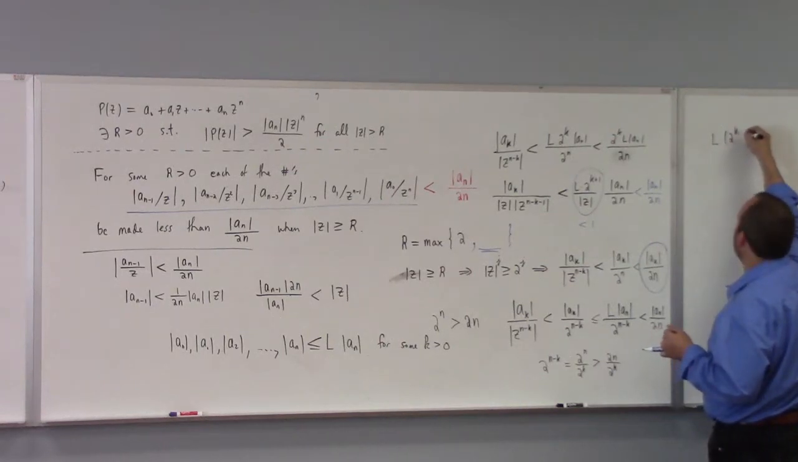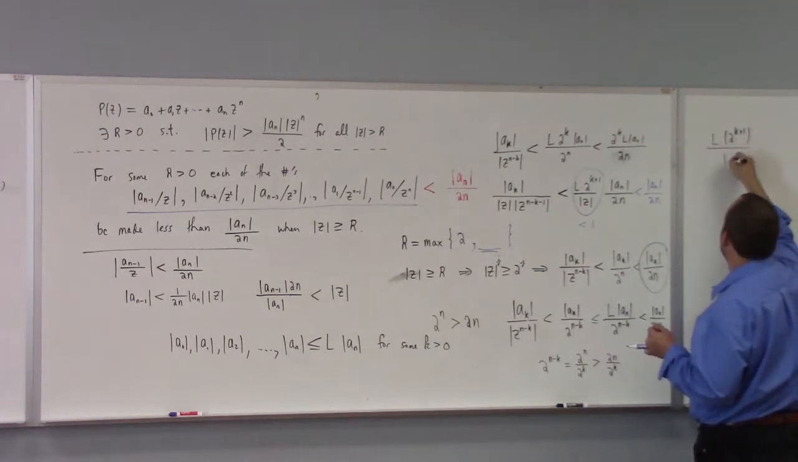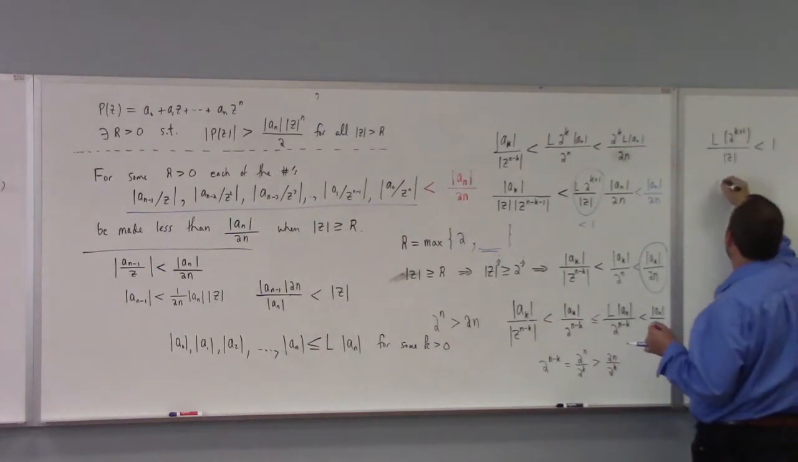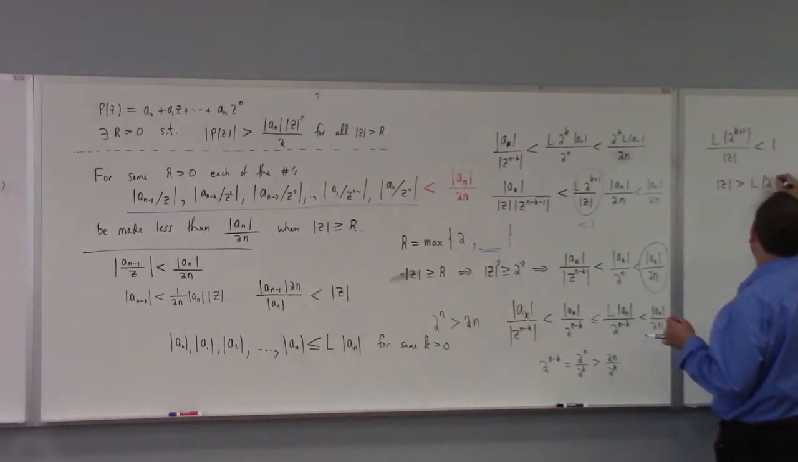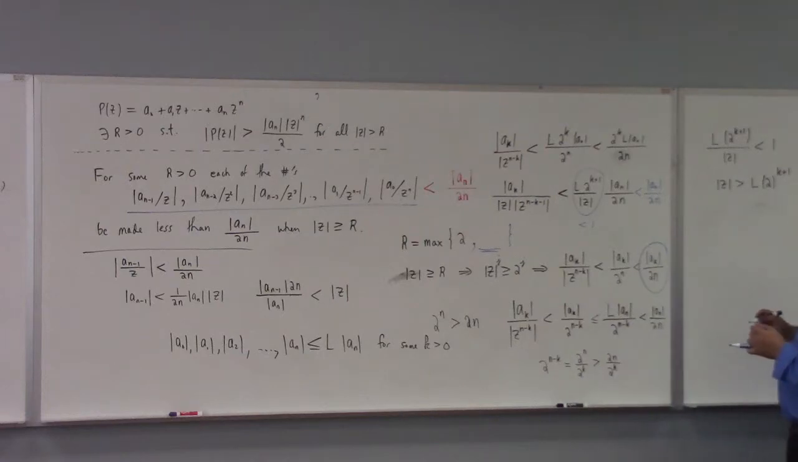Right. L times 2 to the k plus 1, divided by the modulus of z, is less than 1. So you said that means the modulus of z has to be greater than L times 2 to the k plus 1, right? But this is not just one thing. K descends to what? We got k equals 0, which is 2L. And then k equals 1 gives us 4L, right? 8L, all the way out to L times 2 to the n plus 1, times L, right?